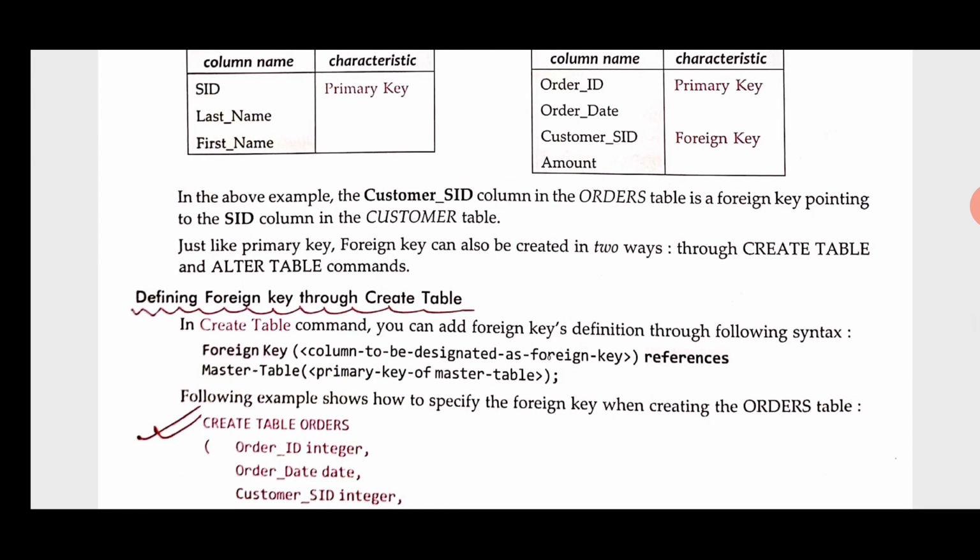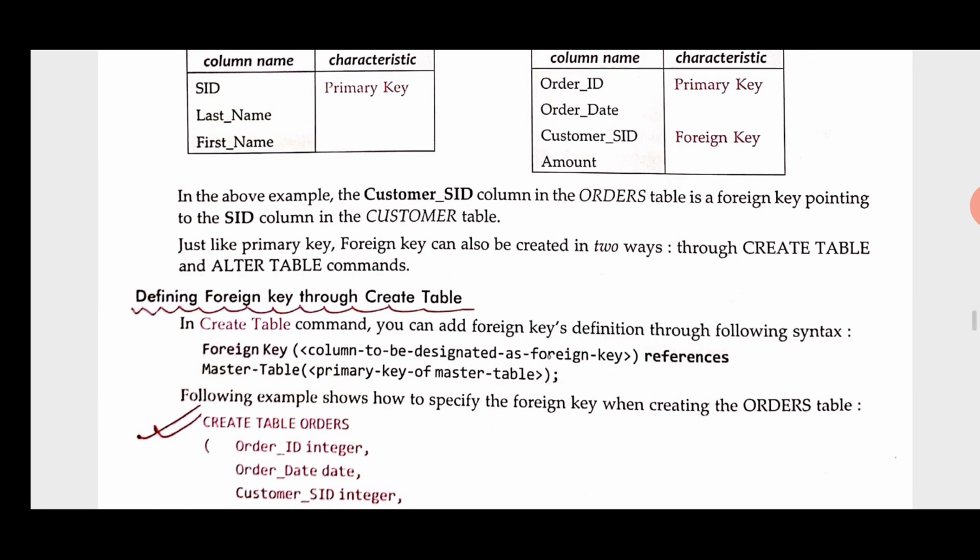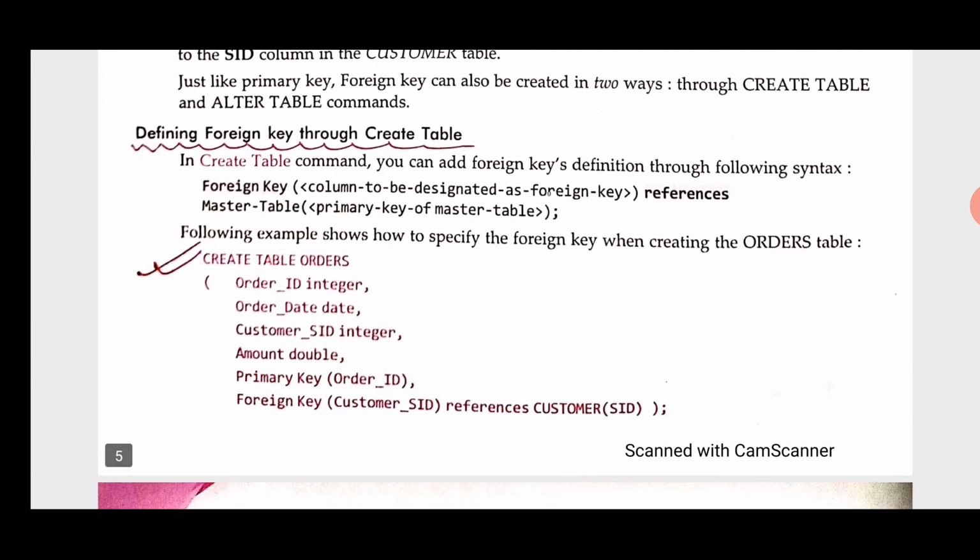In the above example, the customer SID column in the orders table is a foreign key pointing to the SID column in the customer table. Just like primary key, foreign key can also be created in two ways, through the create table or through the alter table command. Just see here, defining foreign key through the create table command. For that we need to write foreign key, then the designated column and reference to the master table's primary key. With the help of an example it will be clear.